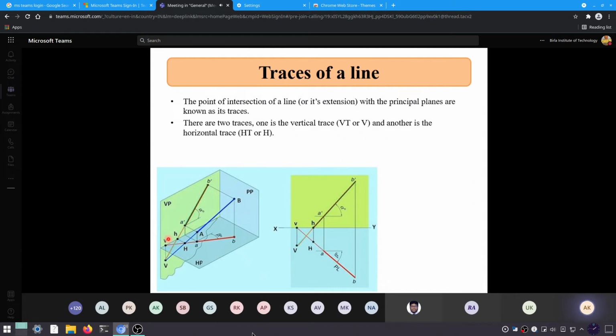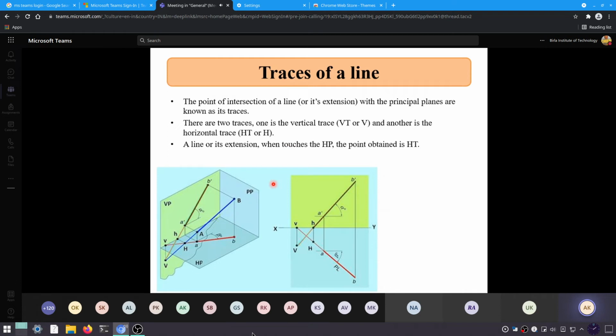So capital V and small v will lie in the same line perpendicular to XY. And similarly, small h and capital H will lie in the same line perpendicular to XY. Is this thing clear to all of you?